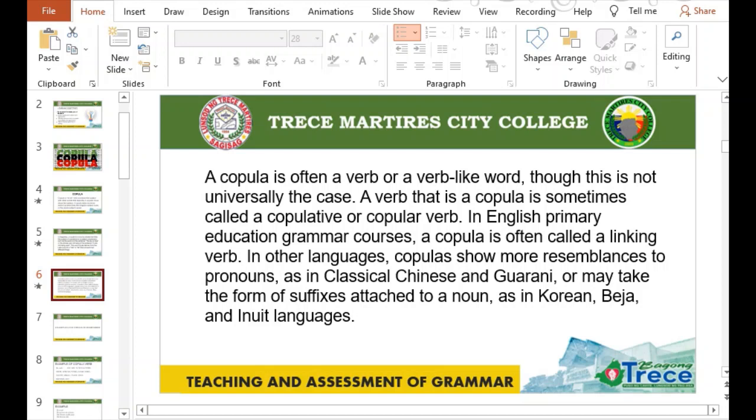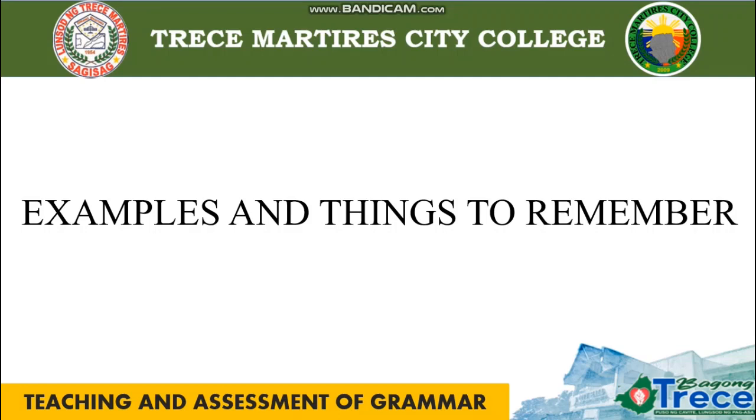In other languages, copulas show more resemblances to pronouns, as in classical Chinese and Guarani, or may take the form of suffixes attached to a noun, as in Korean, Beja, and Inuit languages. So we already discussed what a copula is. So here, let us have some brief examples and things to remember in copular verbs.